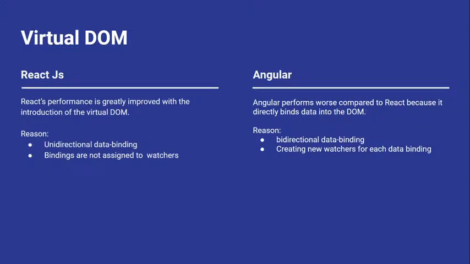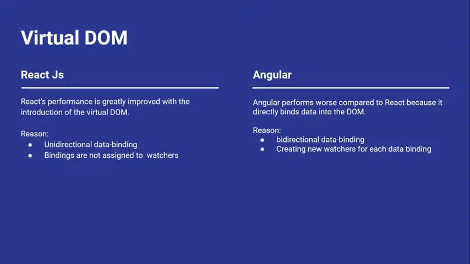And React.js is creating a virtual DOM. So whatever the operations handle in React.js, that is directly run under the virtual DOM. So it automatically improves the performance of React.js applications. It's again unidirectional data binding, and binding is not directly assigned to the watches.